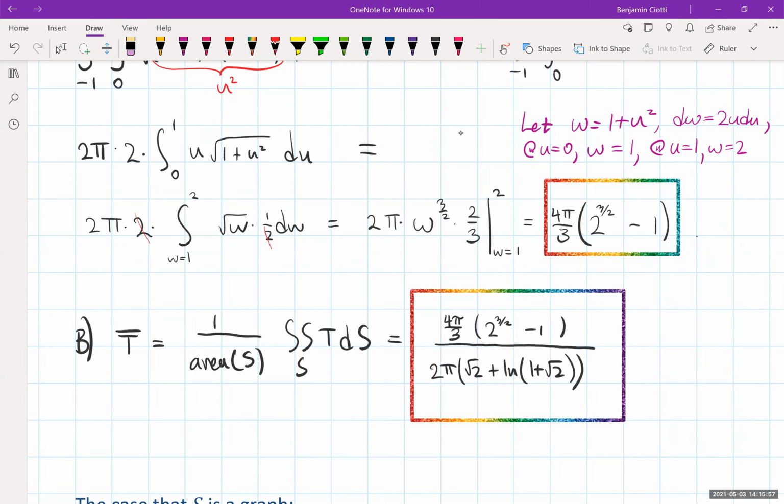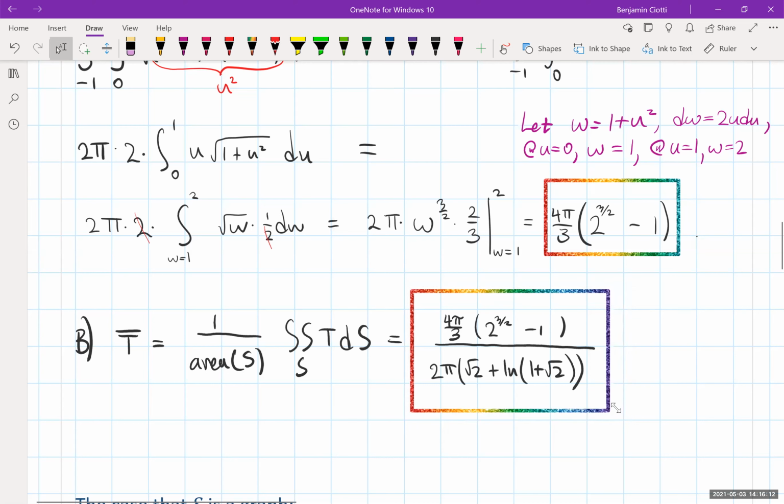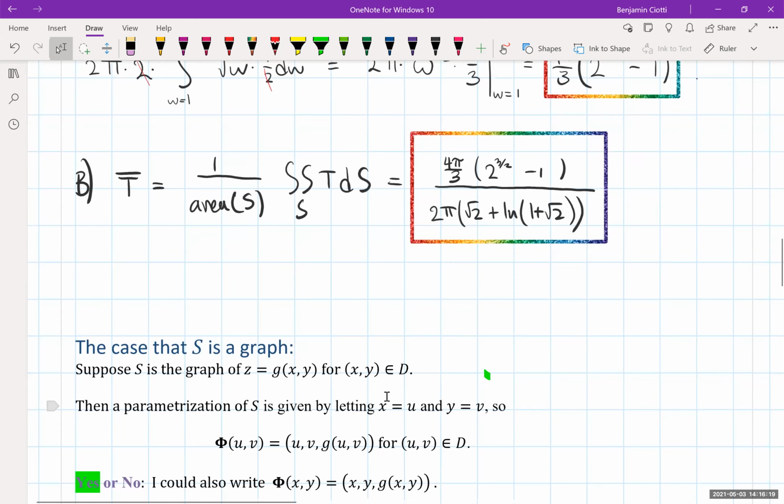Any questions on this problem? Okay. So let's see, what else do I have?